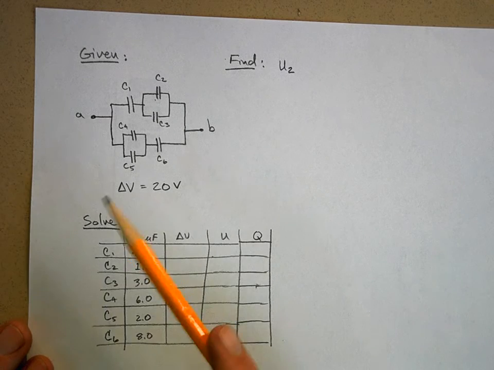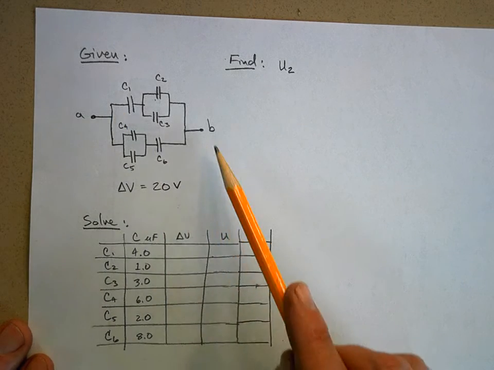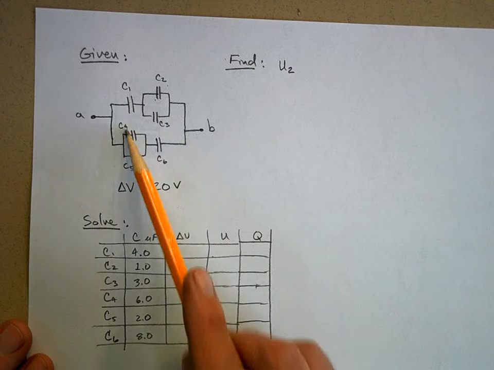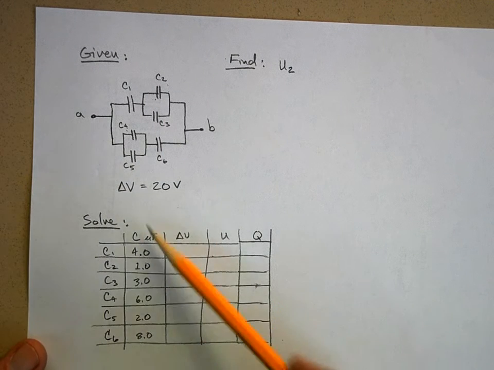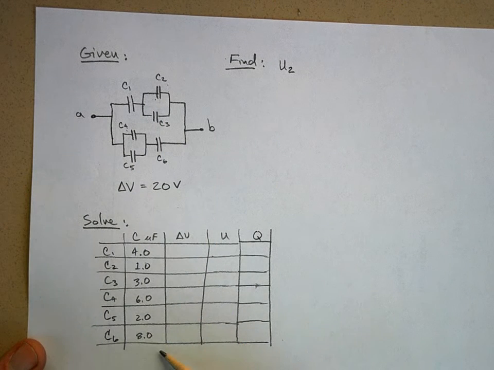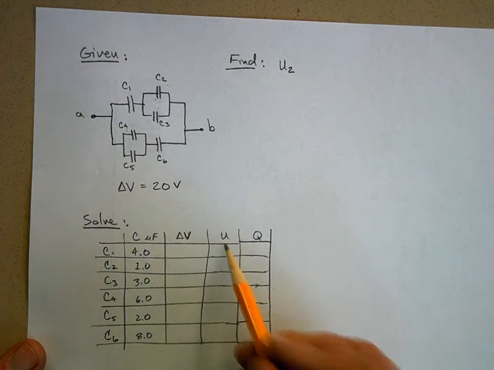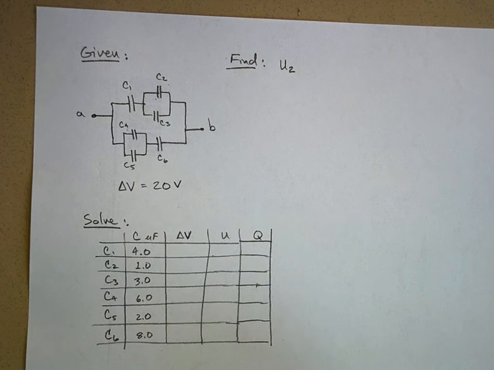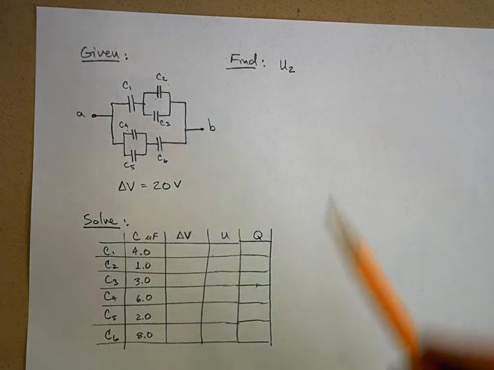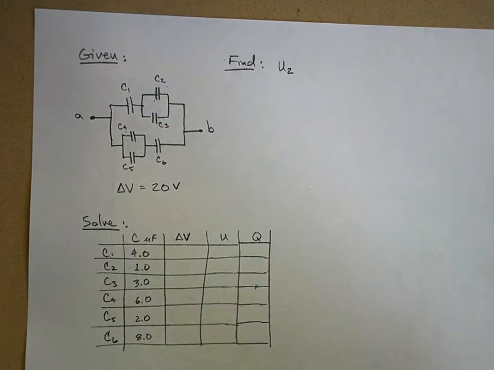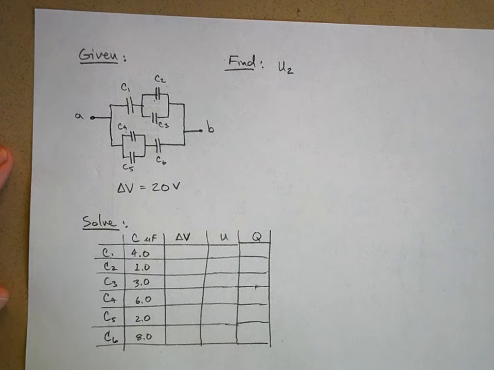So here's what's given. I've got these capacitors arranged like this, C1, 2, 3, 4, 5, and 6. I've got the capacitances given here in microfarads, and I want to know, what's the voltage across each capacitor, what's the energy stored, what's the charge in it. Maybe I can stop when I get to U2, but you'll see you can fill this whole thing in. So make a chart.